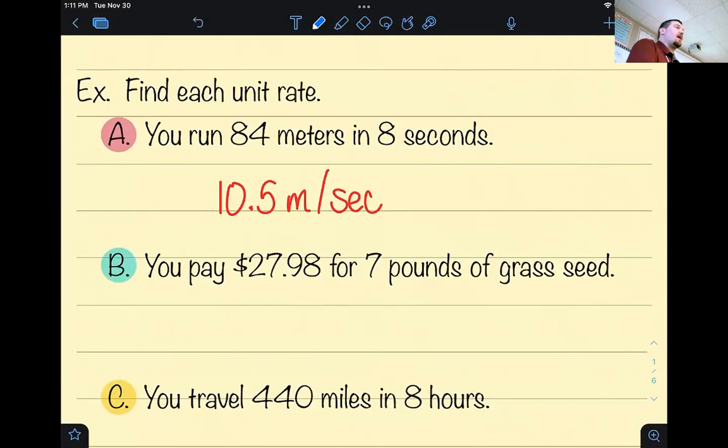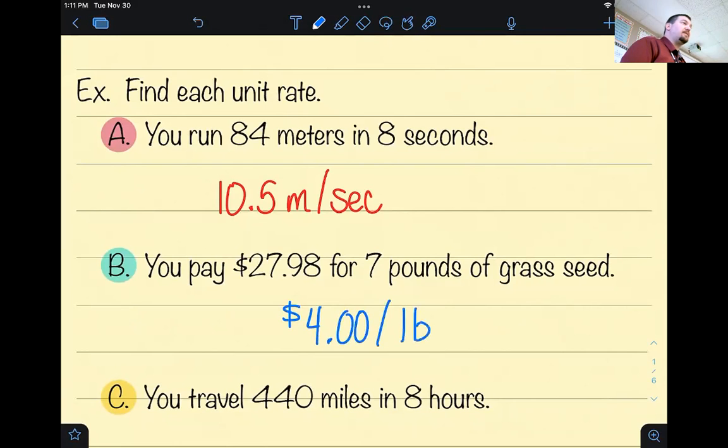You pay $27.98 for 7 pounds of grass seed. Sky, what is that unit rate? $4 per pound. Is it exactly 4? No, I rounded it. It's $3.99. $3.99, but the next digit is a 7, so you're right, you would round to $4 per pound.